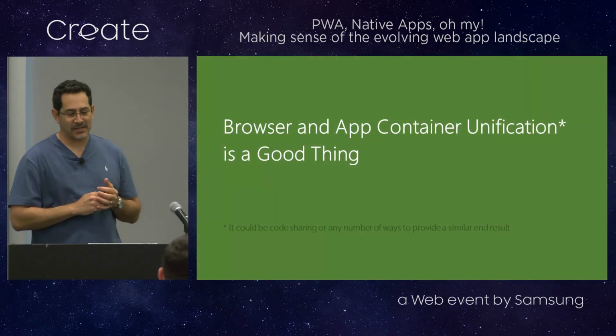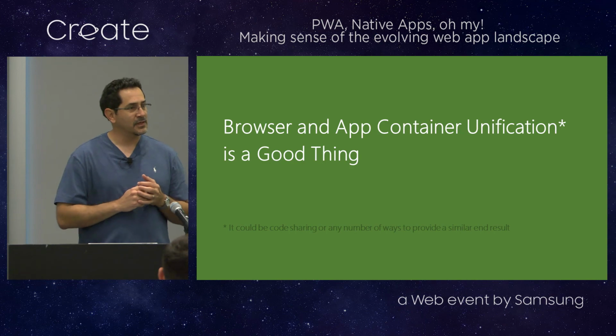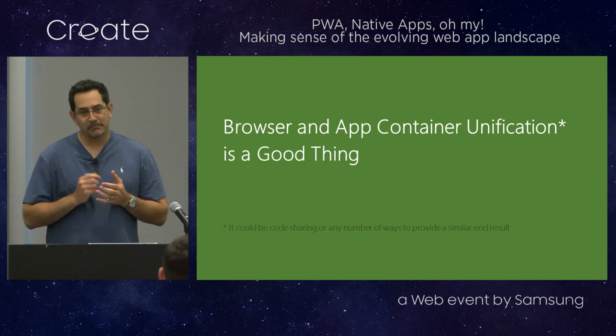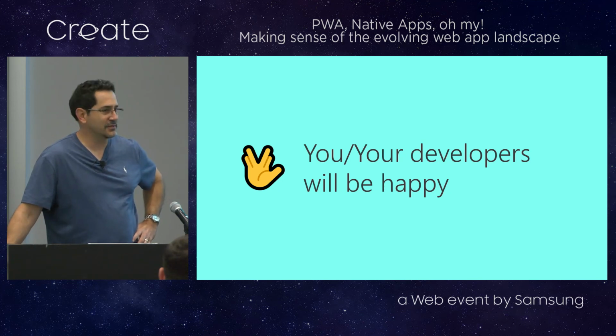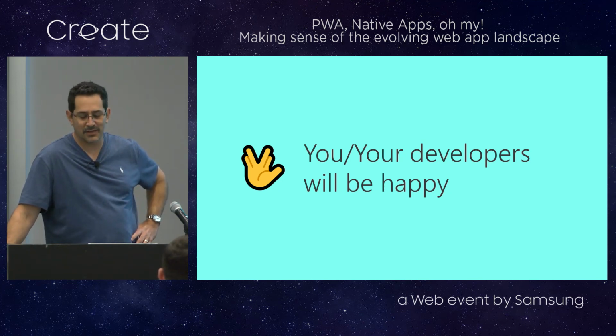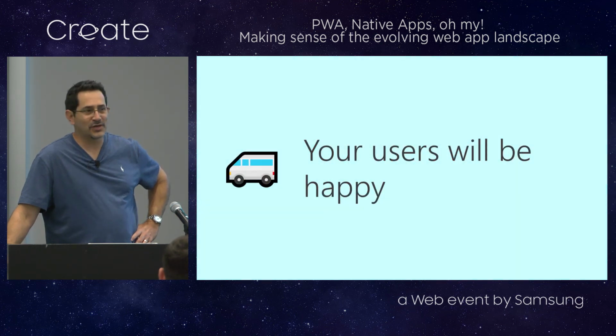So we think browser and app container unification is a good thing, and we're going to keep working on that. Because once we do that, we know we'll make you happy, clearly. Giving you great APIs, giving you great tools, things like that will certainly make you happy. And of course, if you're happy, that means your users are happy. It just makes us happy. It makes you happy. It makes you, I'm going round trip now, sorry.